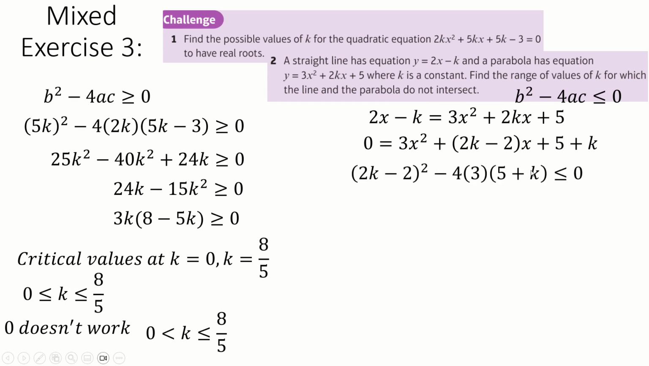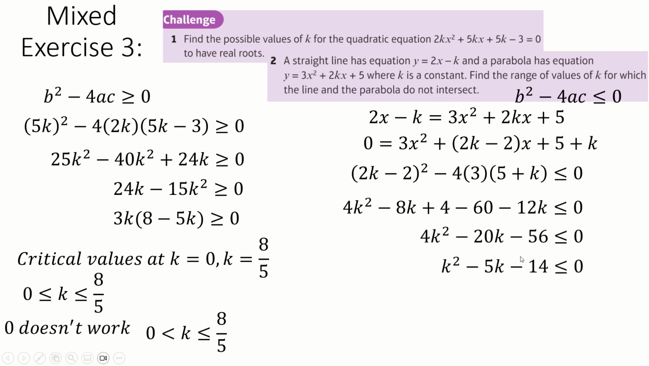And then you put it into b squared minus 4ac to make this. This squares, of course, is 2k minus 2 times 2k minus 2, which you expand out. This turns out to be this. Simplify everything up. Divide by 4, I guess, probably works. Factorize. Of course, the calculator will do it from here, but anyway. Critical values are at 7 and minus 2. This is a quadratic that's the right way up. And the critical values are 7 and minus 2.